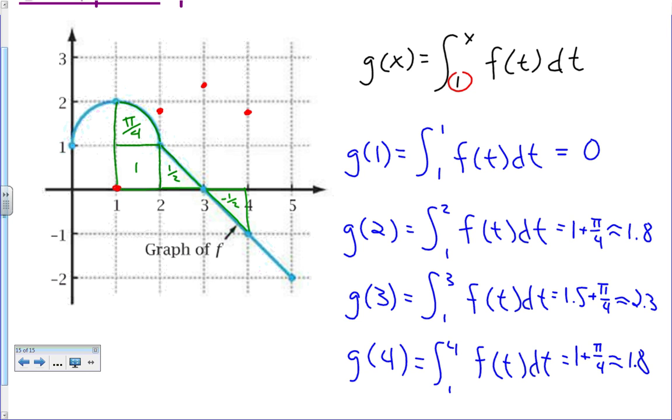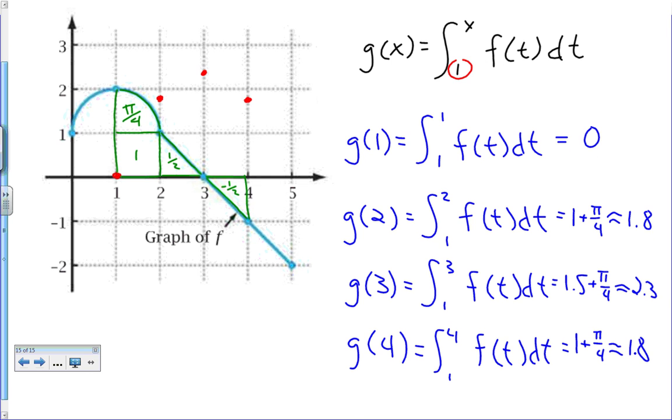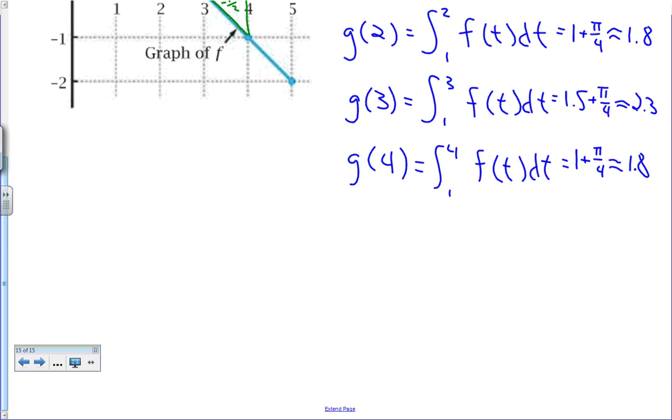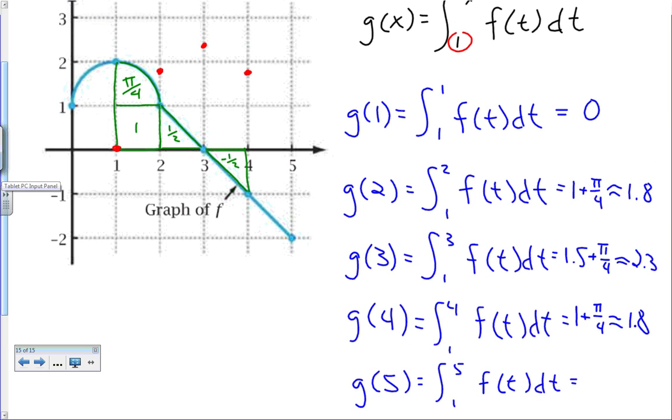So now at x equals 4, we'll plot a point again at 1.8, which is about right there. And one last value here at 5. So g of 5 is equal to the integral from 1 to 5 of f of t dt. And so that's this region right here.